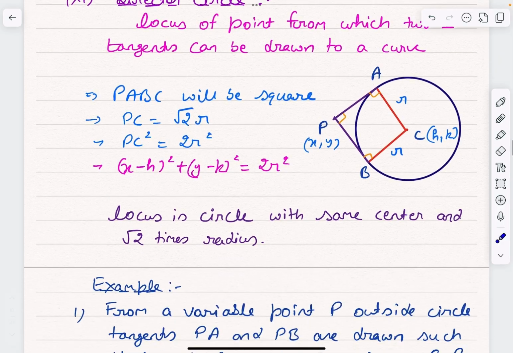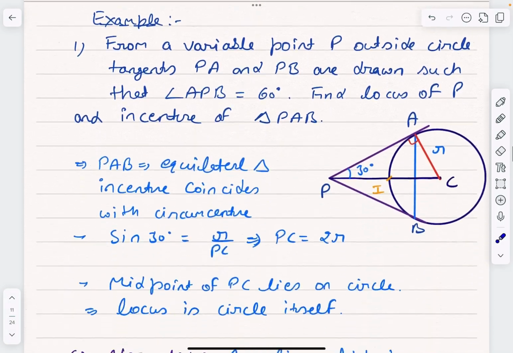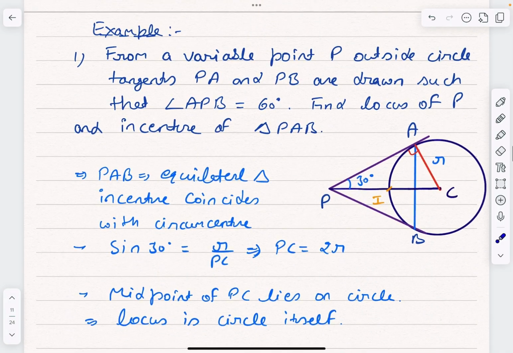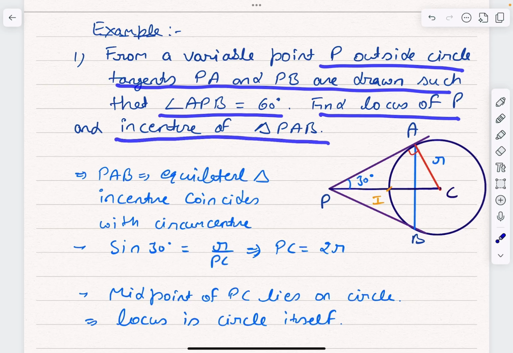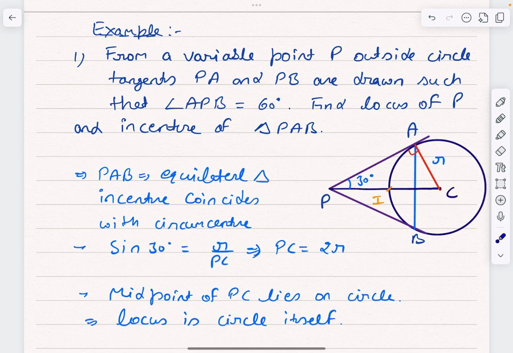Okay, guys, next. Let's see one example here. From a variable point P outside a circle, tangents PA, PB are drawn such that angle APB is 60 degrees. Find the locus of P and the incenter of triangle PAB. So we need to find the locus of P and also the locus of the incenter of triangle PAB.